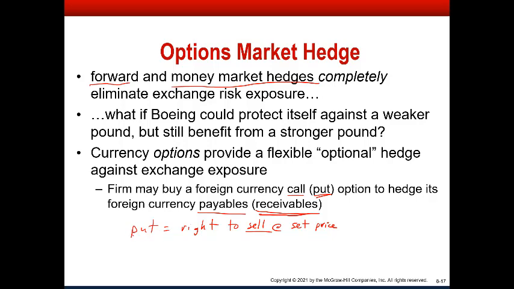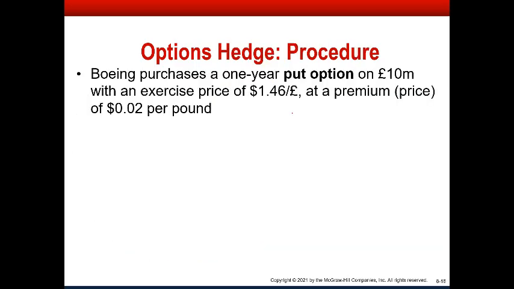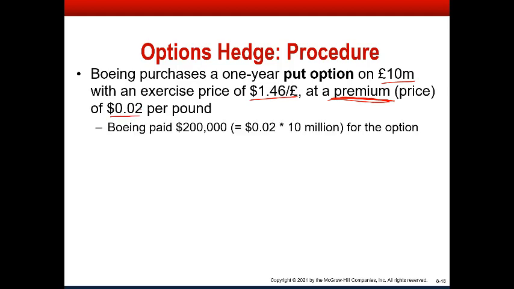Now you can't eliminate the downside because you have to pay for the put option. You have to pay a premium on the put option. So let's walk through the math of the options hedge procedure for Boeing with the 10 million pound receivable. Boeing purchases a 1-year put option on the 10 million pounds with an exercise price of $1.46 per pound at a premium. Here's where we have to account for the cost of the option of 2 cents per pound.